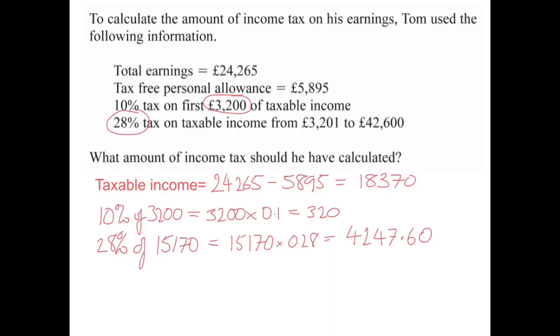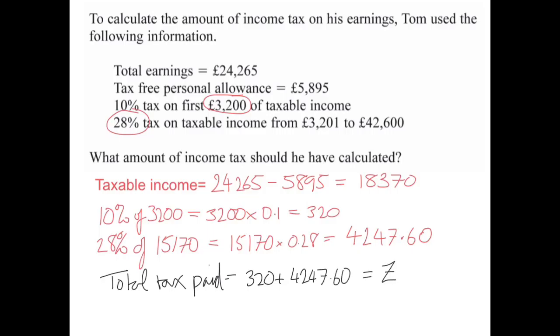So, the total tax paid is £320 on the first lower rate, plus the £4,247.60 on the higher rate, which is a total of £4,567.60.